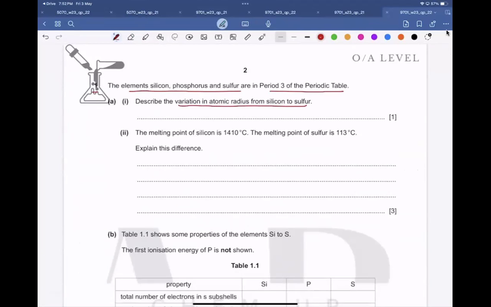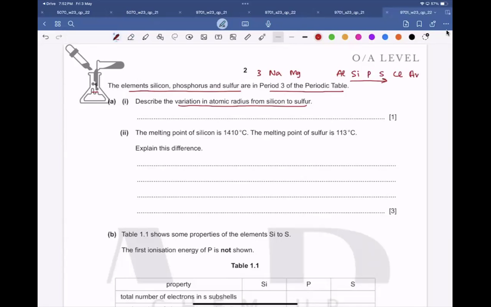Okay, so if you recall, they are in period 3. In period 3, we have sodium, then magnesium, then aluminium. After aluminium, we have silicon, phosphorus, sulfur, chlorine. Let me write it like this: aluminium, silicon, phosphorus, sulfur, chlorine, and then there is argon. So they are talking about these three.